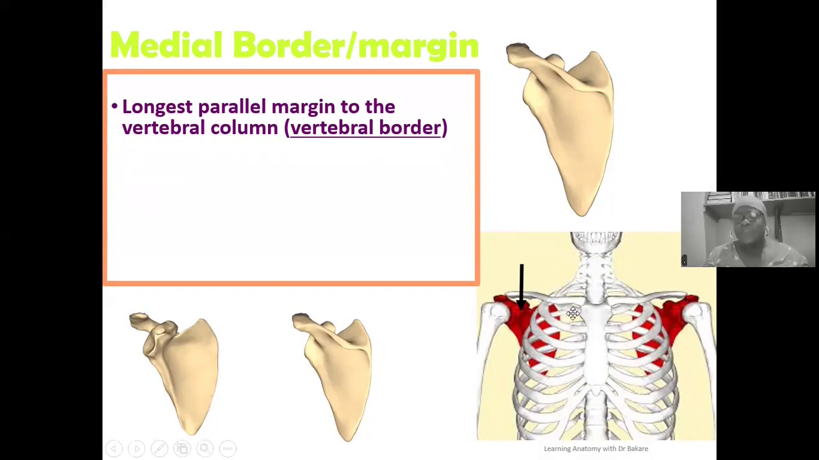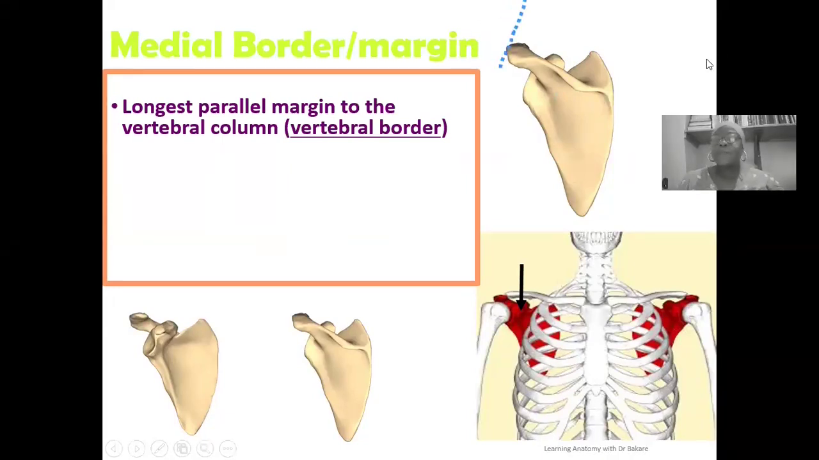And this medial border is what creates a parallel orientation also with the vertebral column. And this is why it is also referred to as the vertebral border. It is important for us to know how these names are drafted. If you try to use this upper image, this is where we have the alignment here of the medial border or the medial margin that is highlighted in dotted blue. This is what is arrowed at this point.